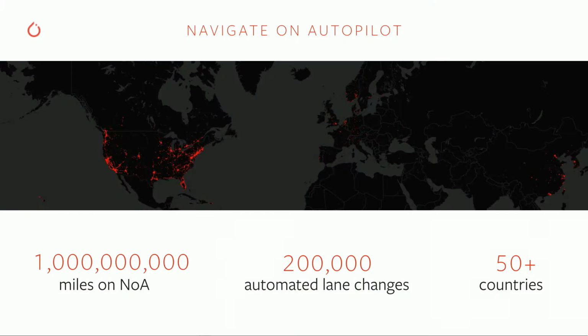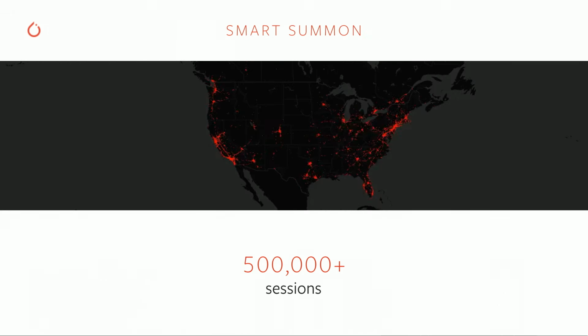For example, Navigate on Autopilot has now accumulated 1 billion miles. We've confirmed 200,000 lane changes, and this is a global product across 50 countries or more now. And so that's a lot of forward passes of neural networks out there. And with Smart Summon, this is actually a bit of an outdated number, we now have had 800,000 sessions of people trying to call their car to them. So it's incredible to work on such an interesting product.